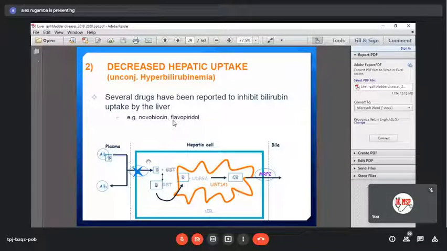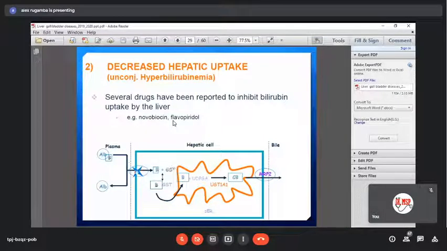For example, in this figure here, once the bilirubin comes, a drug may block it. For example, the drugs which are responsible for inhibiting the bilirubin uptake by the liver. Here there is an example, novobiocin. This drug will come here and bind here and prevent this indirect bilirubin from entering the liver.